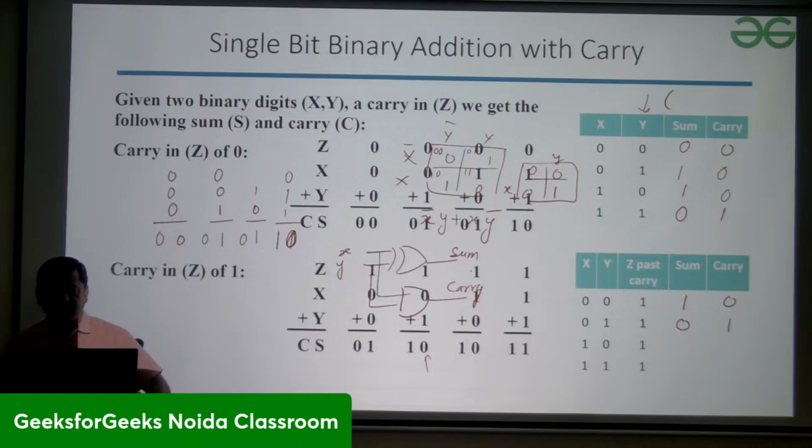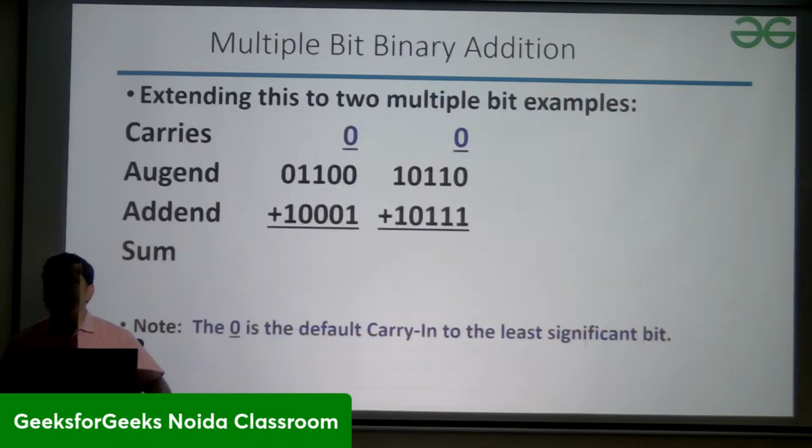Now go for the next case. 1 0 1, it is going to be sum is 0, carry is 1. And for 1 1, with the carry 1, it is going to be 3, and that is simply represented as 1 1. So 1 is the sum and 1 is carry over here. So it is this much.